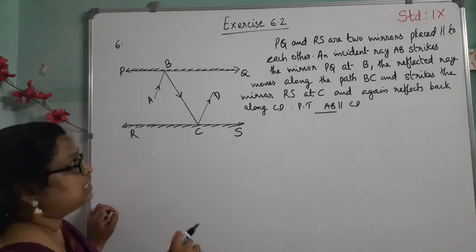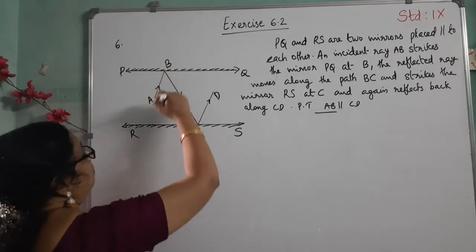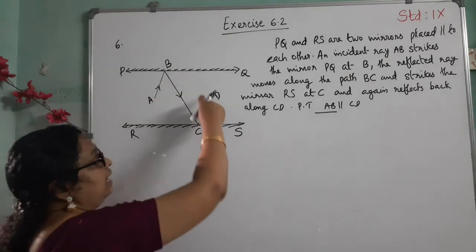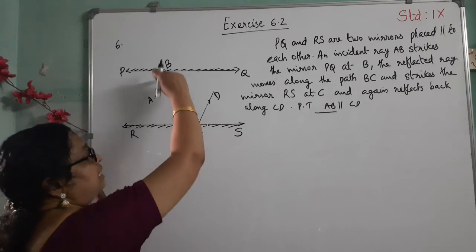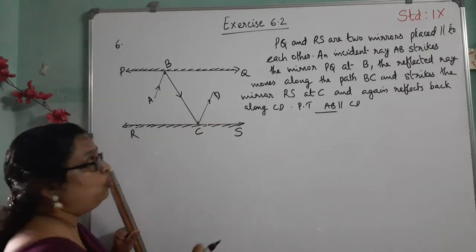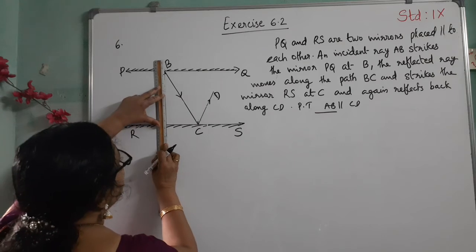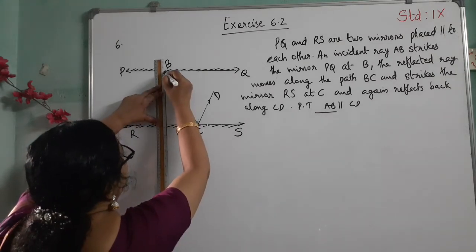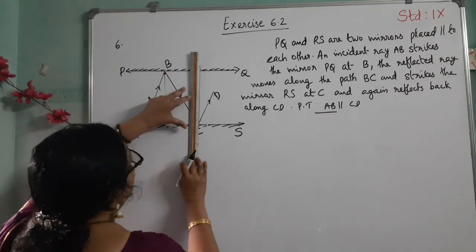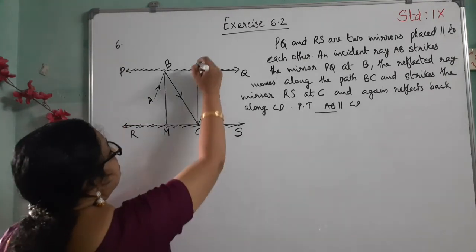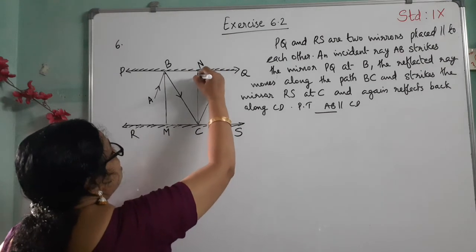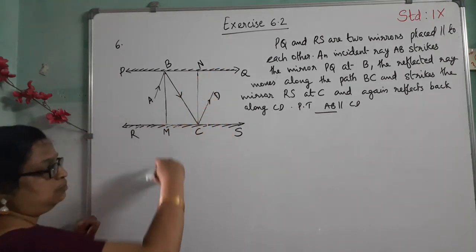For this we can construct two lines, that is, construct perpendiculars. This is the incident ray and this is the reflected ray. In physics we studied the incident ray, the reflected ray and a normal. So we can draw normals at B and at C. This is BM and this is CN. These are the two lines that we construct for this proof.